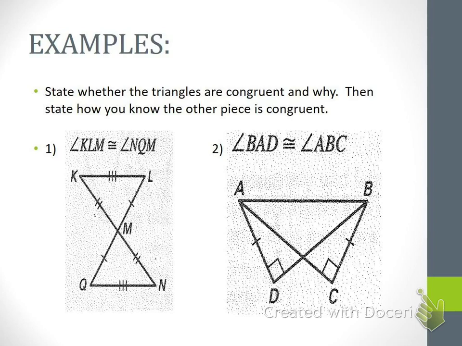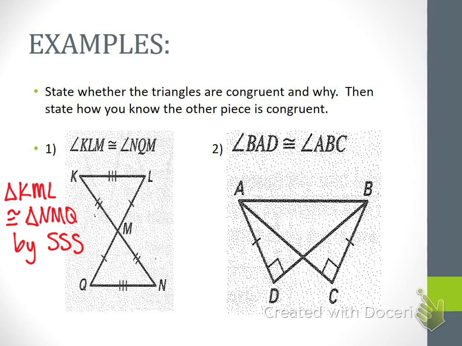So we could make a statement if it helps you to do that. Triangle KML is congruent to triangle, let's see, NMQ by side, side, side. Are we all on board with that? Okay, they marked 3 pairs of congruent sides, so those triangles are congruent by side, side, side. That's old. We've done that before.